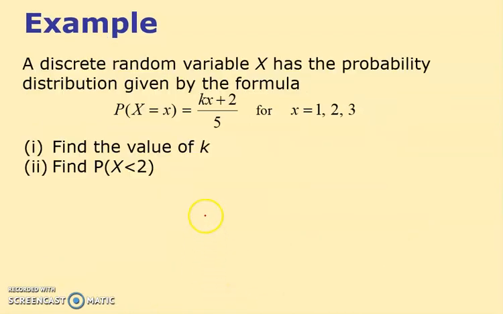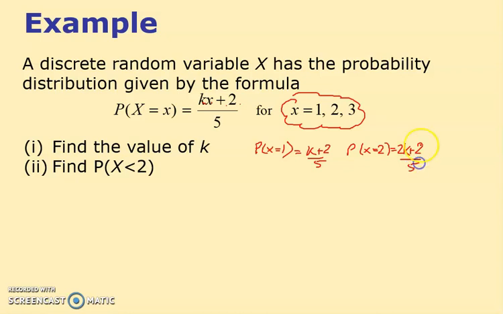Another question. Another formula. Again, this time, look at the values. It lets me only use it for 1, 2, and 3. Find the value of k, we use the same trick. Probability x equals 1. It says kx plus 2 over 5. So when it's 1, it's k plus 2 over 5. When it's 2, it's 2k plus 2 over 5. And when it's 3, it's 3k plus 2 over 5.